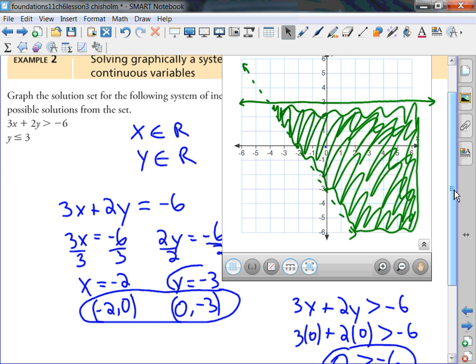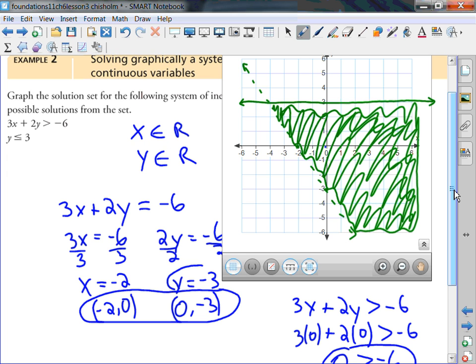Now we're going to go back to the question. It says choose two possible solutions from the set. So let's do that. Anything that we want to do here realistically, because we're looking at real numbers, so we don't have to have whole numbers if we don't want. Clearly, using whole numbers or integers is going to be a lot easier, but as long as we pick any 2 points from the solution region.